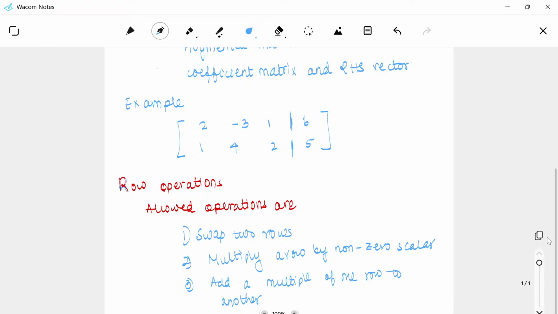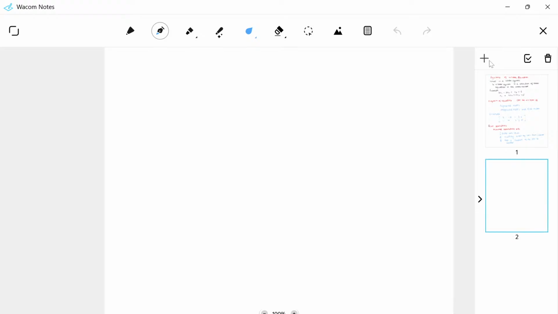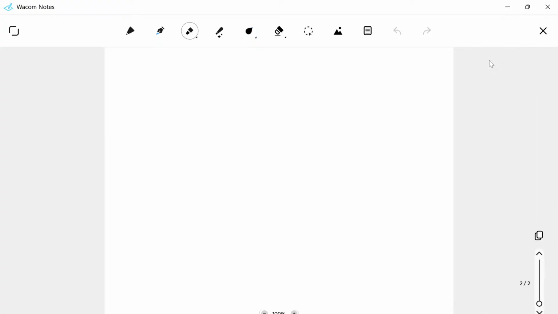The next thing is there is another form that is called row echelon form, REF. Okay, so the first thing is REF, for a matrix, row echelon form.